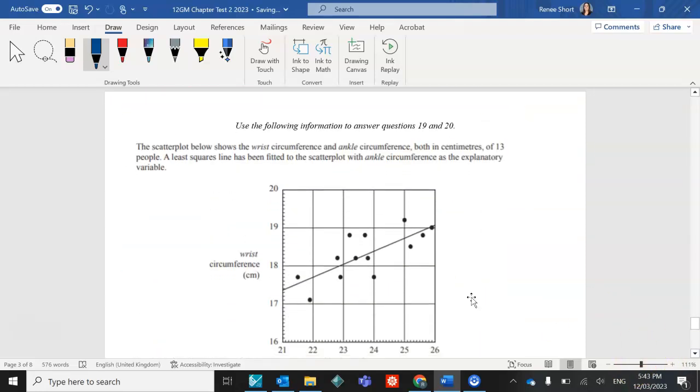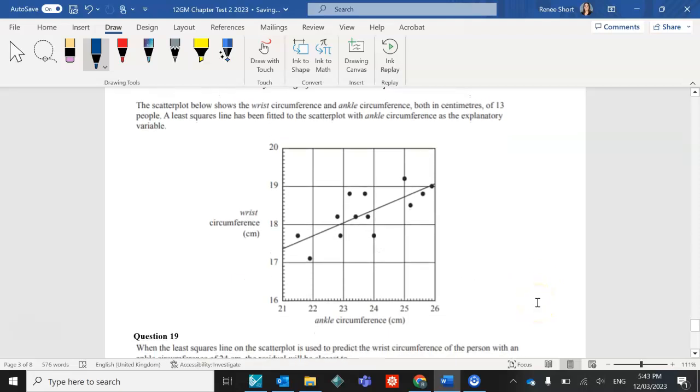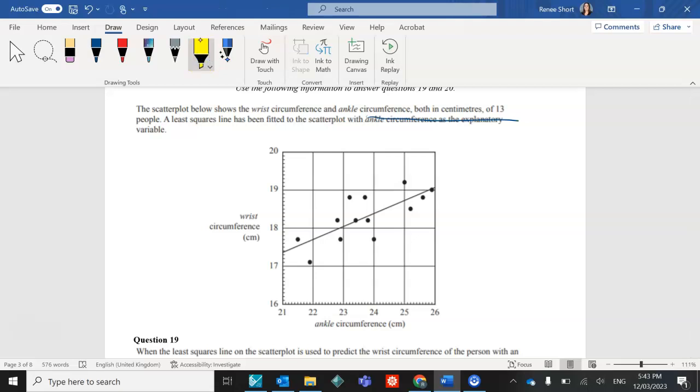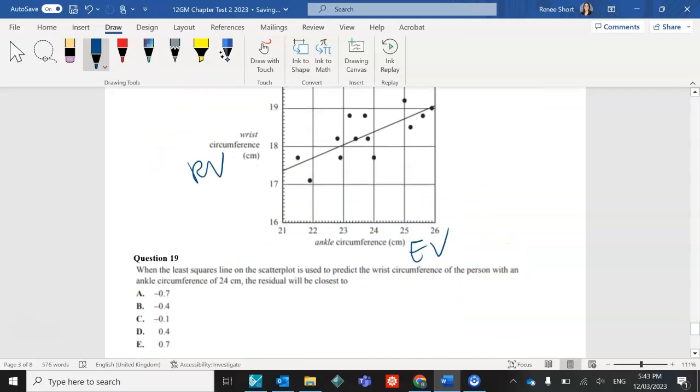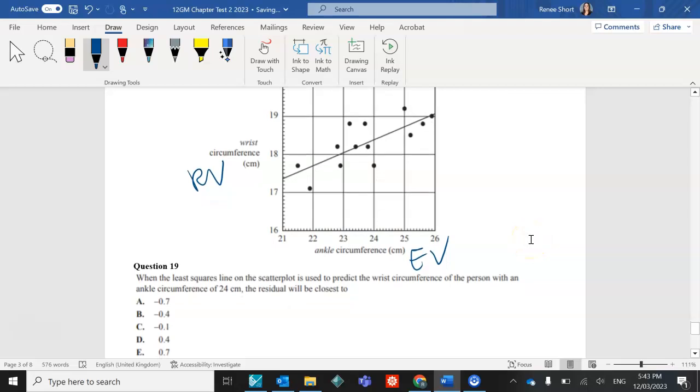We're now up to the final two questions, and they look at this information here. So the scatter plot shows the wrist circumference and ankle circumference in centimetres of 13 people. We've got a least squares line there, and we know that ankle circumference is the explanatory variable that's said to us in the question, but also it's on my x-axis. So again, EV and RV are labelled. When the least squares line on the scatter plot is used to predict the wrist circumference of the person with an ankle circumference of 24, the residual will be closest to.